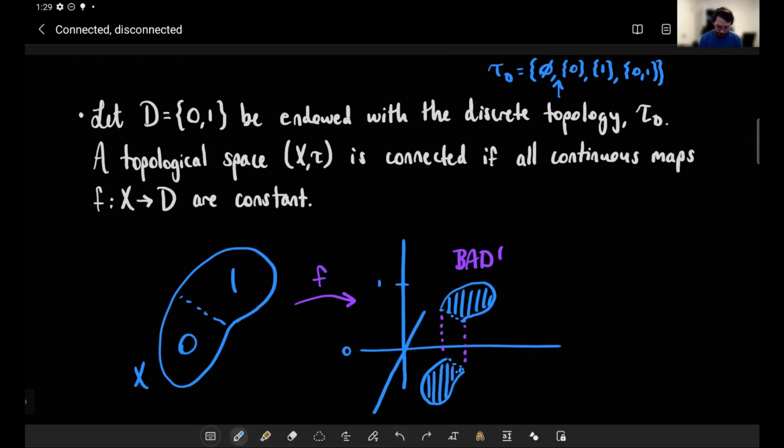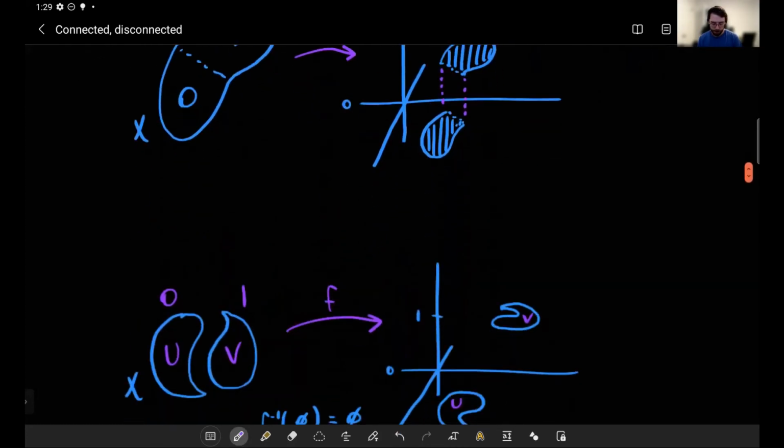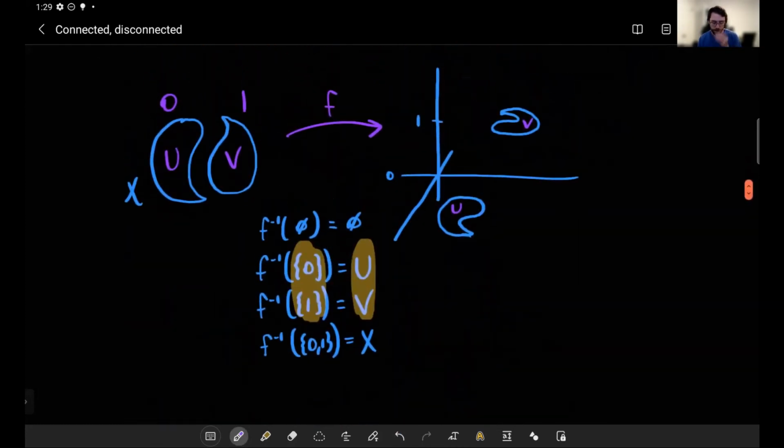Anyway, that's it for this video. I guess I could mention offhand that connectedness is a topological property. I mean, it's preserved by homeomorphisms. So if you ever wanted to check if two spaces were homeomorphic, you could check if one of them was connected and the other wasn't.